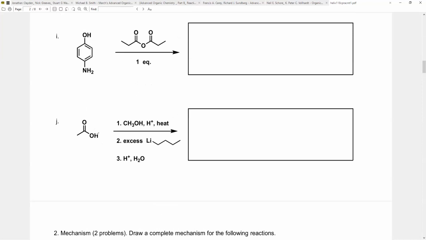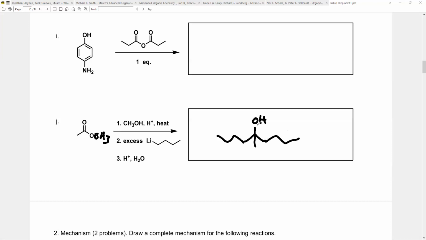So it looks like we're making an ester here, so I'll put CH3 here. And then we're doing excess organometallic. Remember, any derivative with excess organometallic, you're making the symmetric tertiary alcohol. So that's the methyl that was there before, and then I can add 2 of these butyls, and I get that symmetric tertiary alcohol.